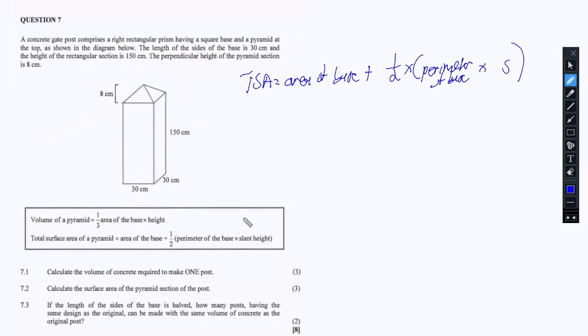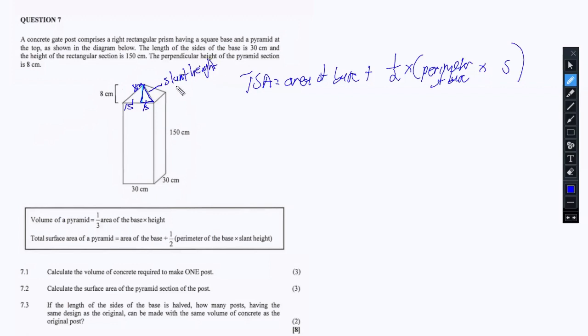Now, what is the slant height? The slant height will be obtained if you just come here and draw a 90-degree angle here. So this will be your perpendicular height. Suppose your perpendicular height is 8 centimeters. Now, this line that you draw here, the perpendicular line, you always draw it at the midpoint of this length. So it bisects this length into 15 and 15. But then if you observe here, we now have a right angle triangle.